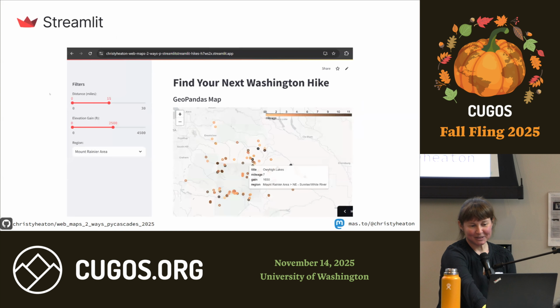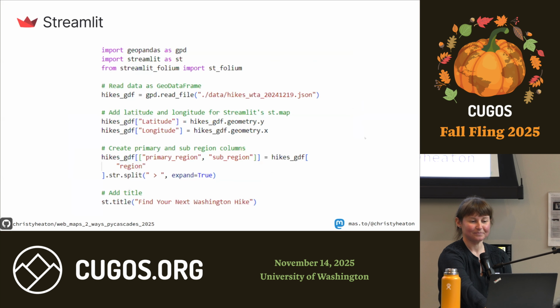This is what the dashboard's going to look like. We have some filters on the left, and the user can specify the distance they want, so it's customizable. They can also select the region in this drop-down menu. And then the map will be over here. We have a title, legend. Okay, let's look at how we can make this.